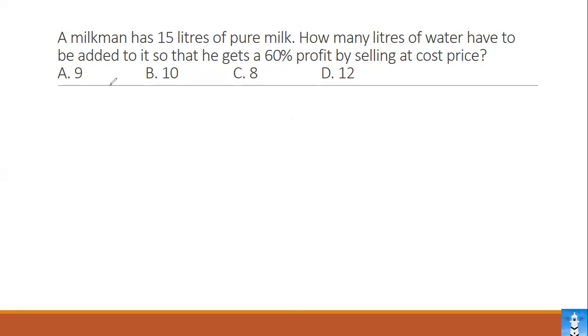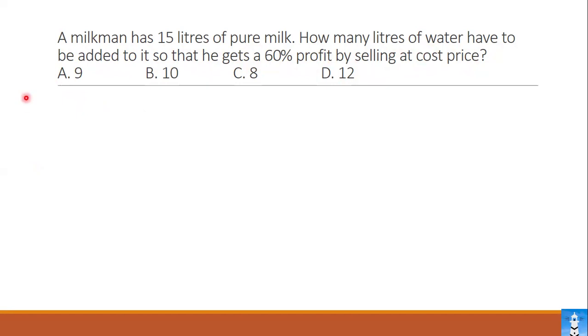Okay. So here we are with the problem. Let's understand the problem. A milkman has 15 liters of pure milk. How many liters of water have to be added to it so that he gets a 60% profit by selling it at cost price?